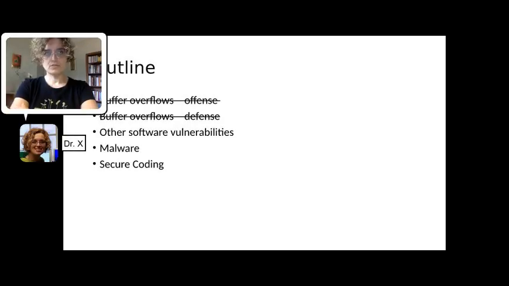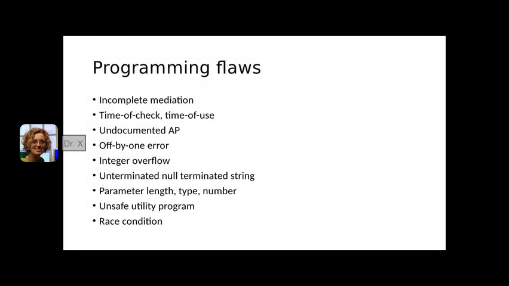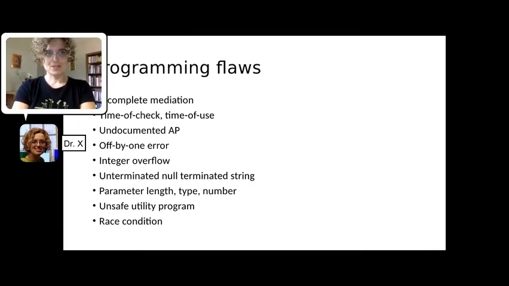The last part of chapter 3.1 from your textbook describes different software vulnerabilities other than buffer overflow that we will discuss in detail in this video. Here's the laundry list of these other vulnerabilities. And the first one is incomplete mediation.